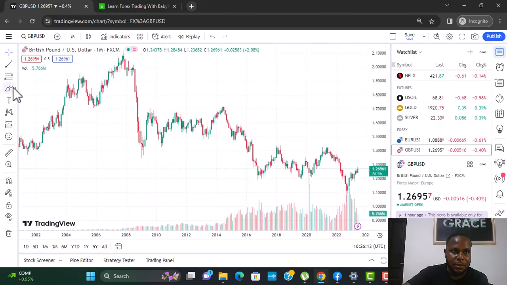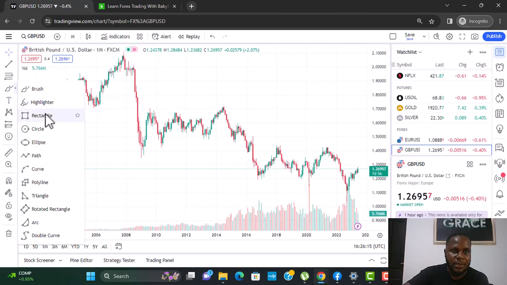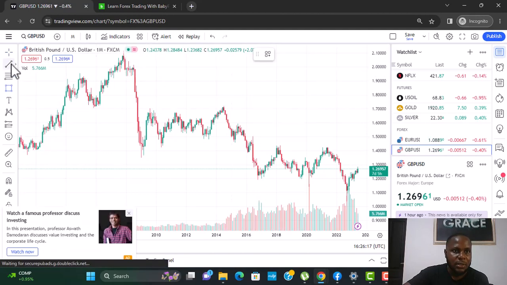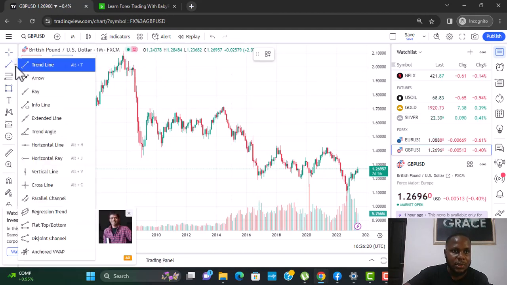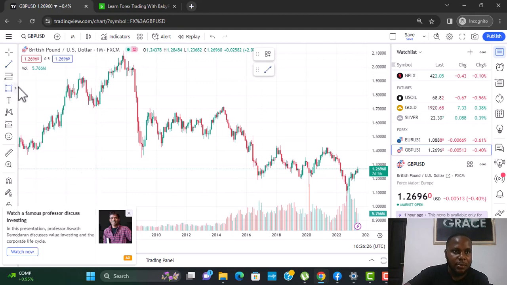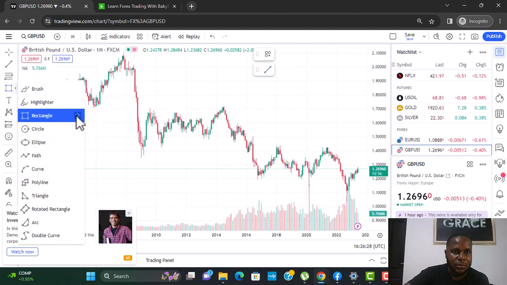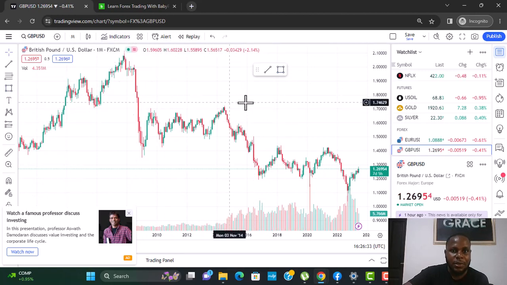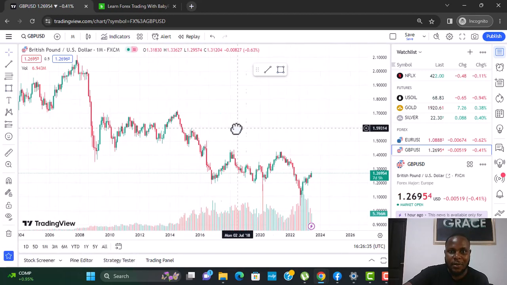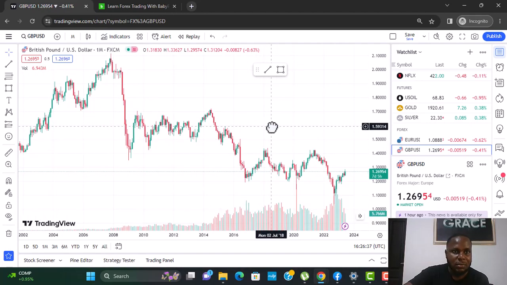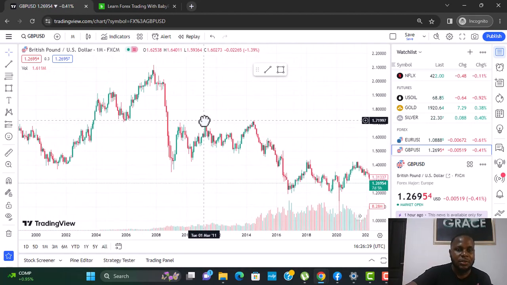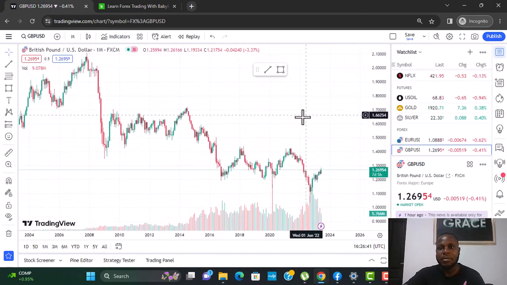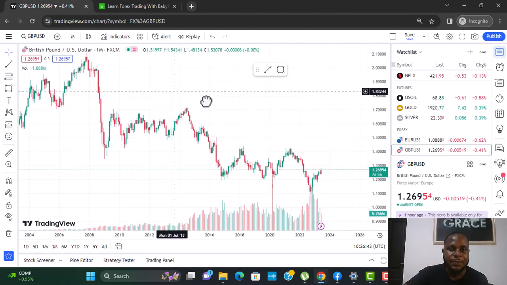For this particular session, I'll be carrying out a top-down analysis. Let me quickly bring out the tools that I'll be using. I want to be using this tool, and this rectangle tool. So that's the tool I'll be using for now. I won't be including the trend line for now. Maybe the trend line part I'll explain with my own chart.